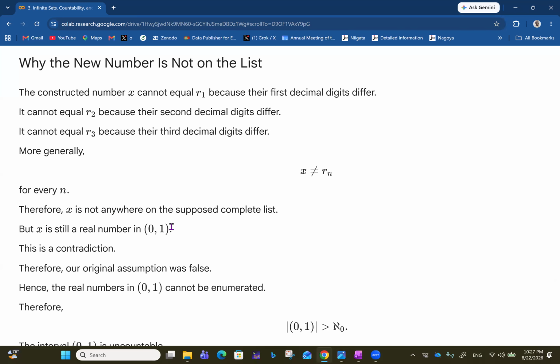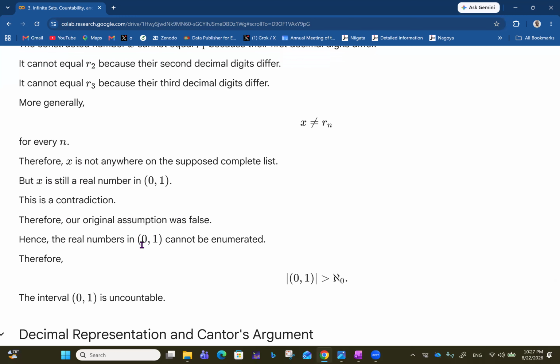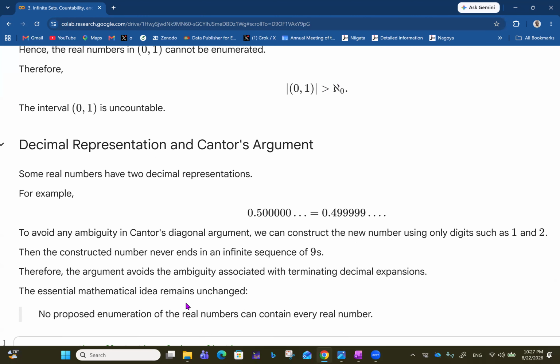This is a contradiction then. We still have a number x that is not Rn for any n. Therefore, our original assumption was false, since we can find another number in that interval that is not listed, right? We can still find a number that is not listed. So hence, the real numbers in the open interval (0, 1) cannot be enumerated. Therefore, the cardinality of the open interval (0, 1) is greater than aleph 0. So the interval is uncountable in that sense.